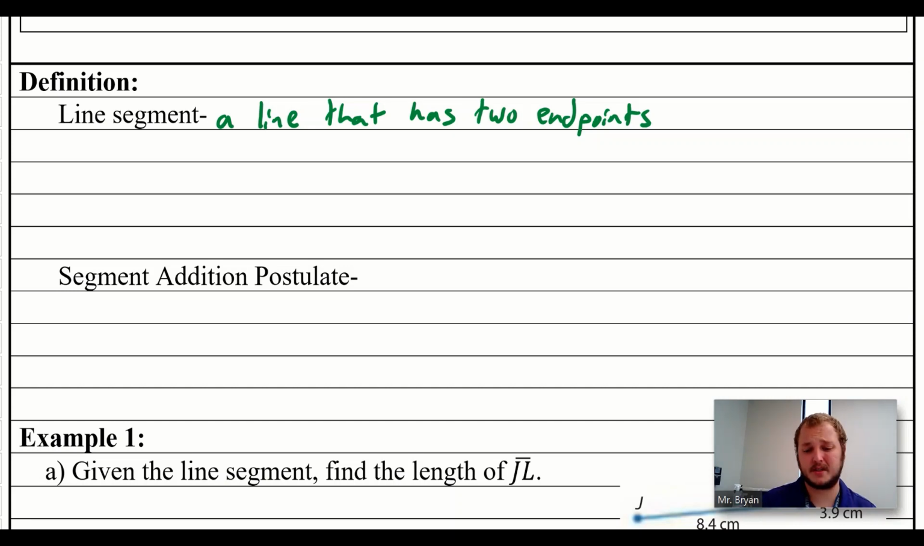The reason this is helpful and the reason we talk about this a lot is because if it has two endpoints, then it can be measured. It can be measured.